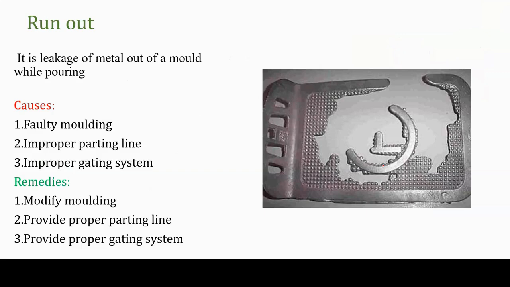And run out is nothing but a fault in the mold or sand mold, where you can have such defects. This happens due to faulty molding, some leakages or something else, and an improper parting line. An improper parting line between the core and the drag, and an improper gating system, will also cause run out. So by modifying these things, you can avoid such a defect.